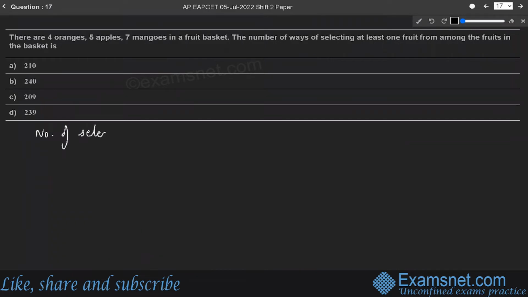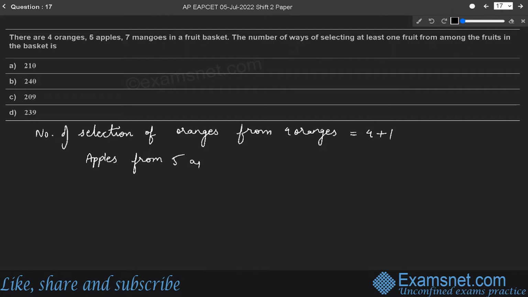selection of oranges from 4 oranges will be equal to 4 plus 1. This is the number of selections of any number of oranges from 4 oranges. Similarly, the number of selections of any number of apples from 5 apples will be 5 plus 1.